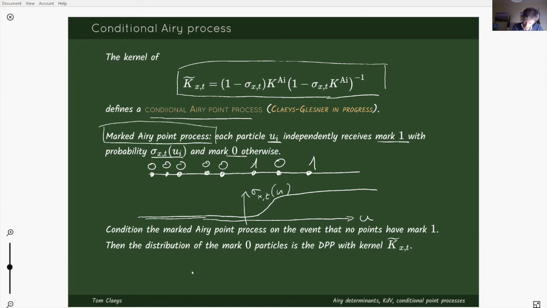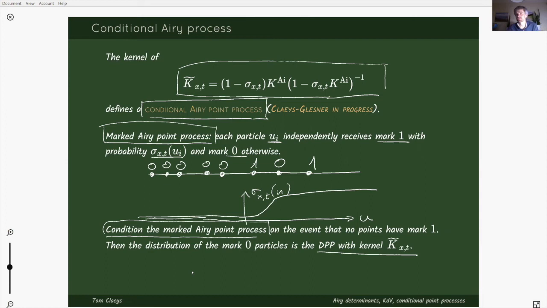Now we're going to condition this process on a certain event: the event that there are no points with mark 1. That's a very serious conditioning, one would say it's unlikely. There's an infinite number of particles and none of them can have mark 1. But nevertheless, this probability is non-zero for every x and t. So it's a classical type of conditioning. If you condition on this event, you get a new point process, which I call the conditional Airy point process. And this is precisely the determinantal point process with kernel K tilde.